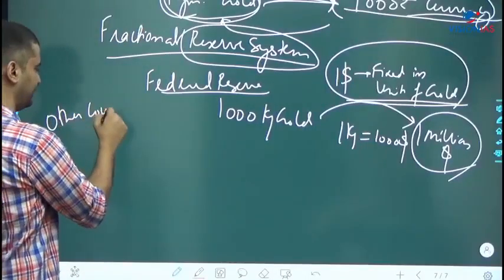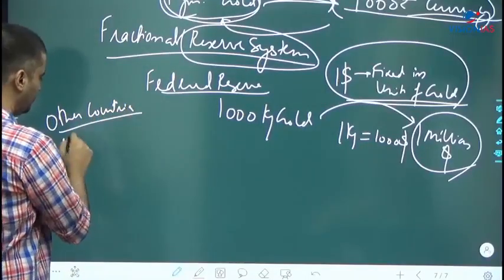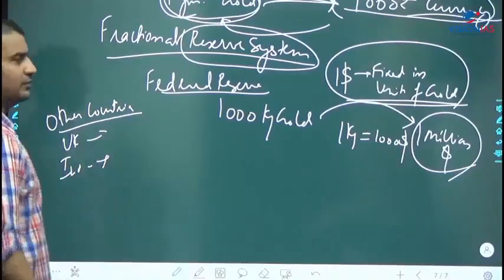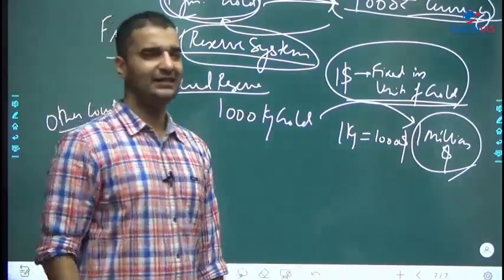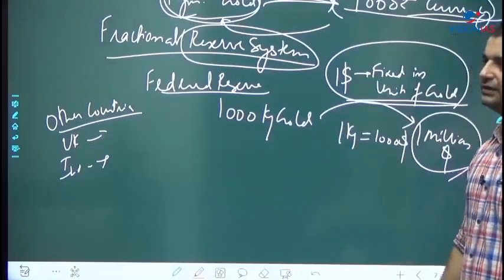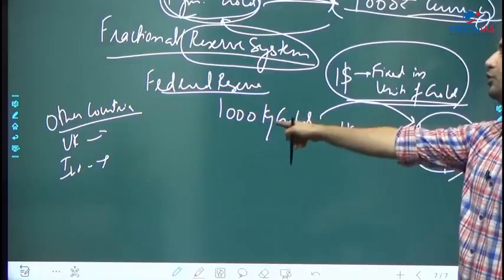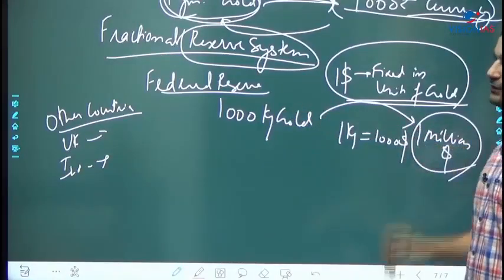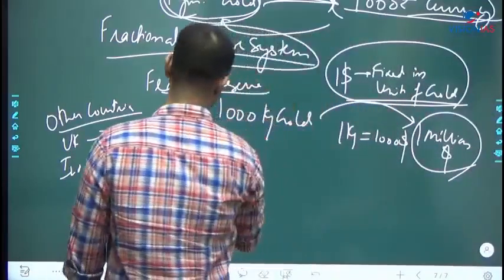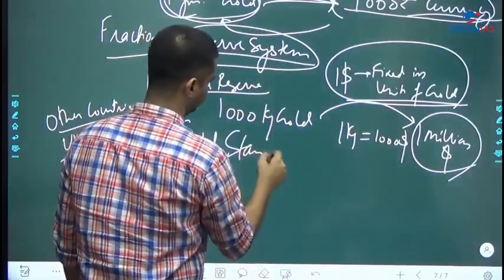Other countries, UK will follow a similar system, India will follow a similar system, all other countries will follow a similar system, in which they will fix the price of gold in some units of their currency, and based on their gold reserves they will inject currency into the economy. This was called the gold standard. इसको बोलते हैं gold standard.